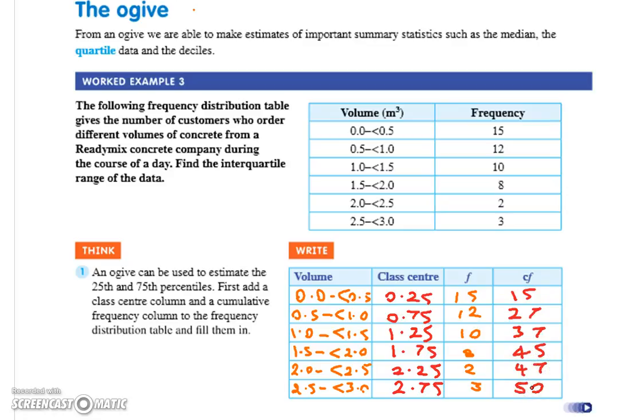Excellent. So we've now got our table. That's our cumulative frequency table. We have our class centers. We have our cumulative frequency. Now in the previous one, the histogram, we used the frequency for our vertical axis. In the cumulative frequency histogram, we actually use the cumulative frequency, not just the frequency, funnily enough.